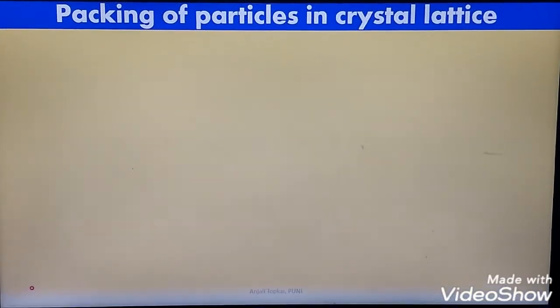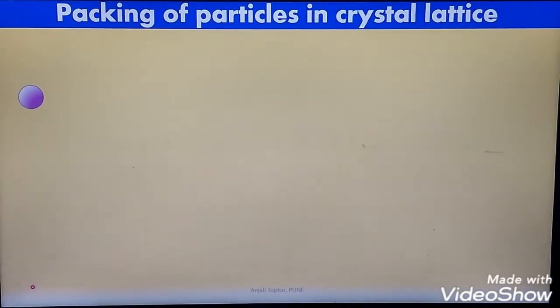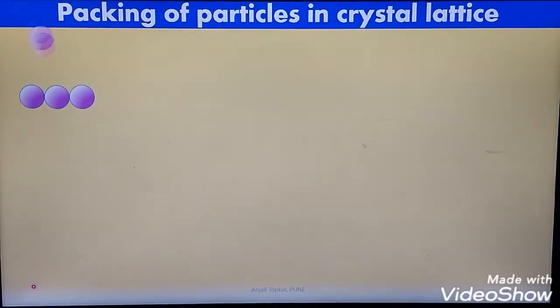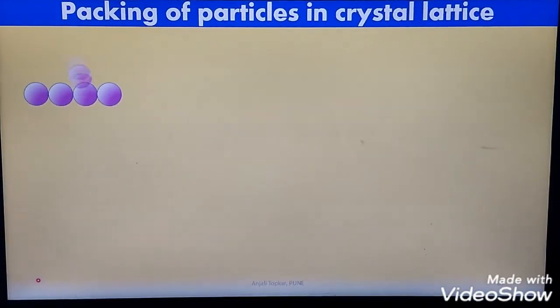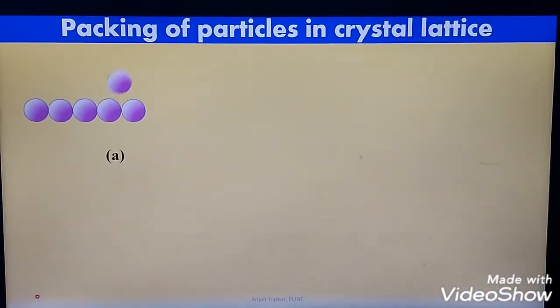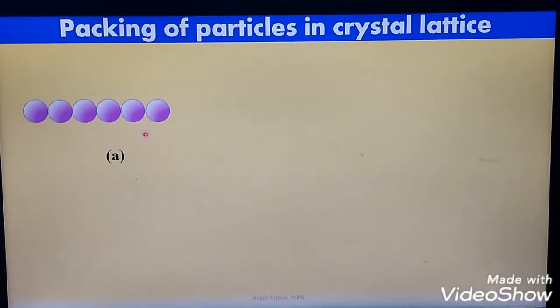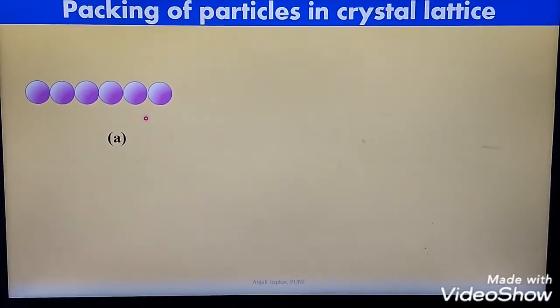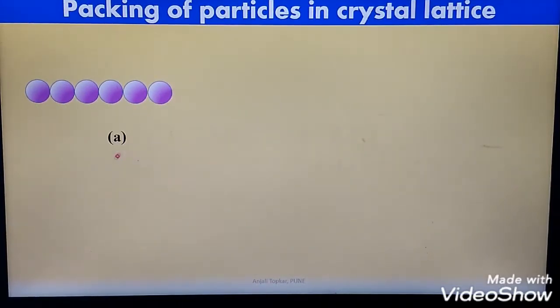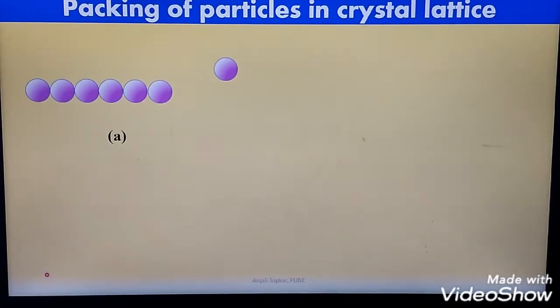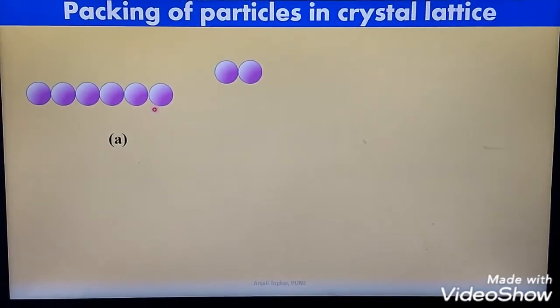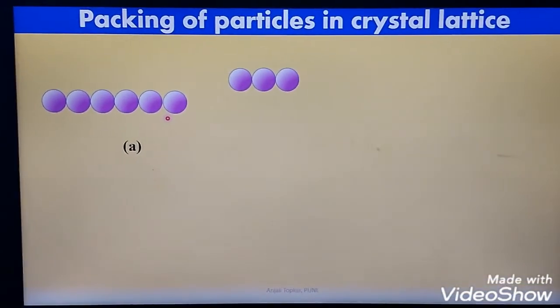Packing of particles in crystal lattice. Constituent particles of a crystalline solid are close packed. While describing the packing of particles in a crystal, the individual particles are treated as hard spheres, as can be seen here. The closeness of the particles maximizes the interparticle attraction.